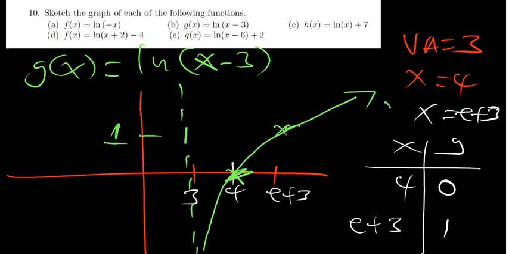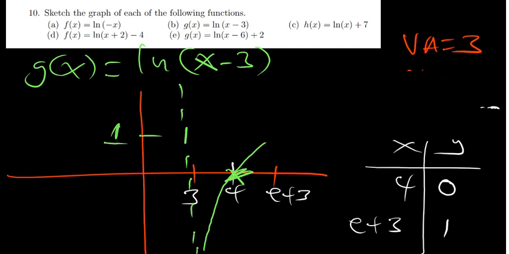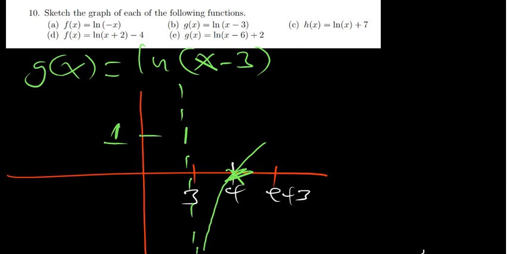We can see from here that the domain is from 3 all the way to positive infinity. Sorry, the domain, because domain is the x values, but the range is from negative infinity all the way to positive infinity. So that is it for part B. Let's see how we can do part C.